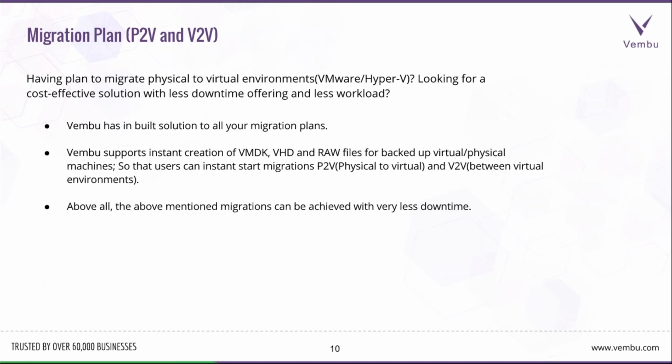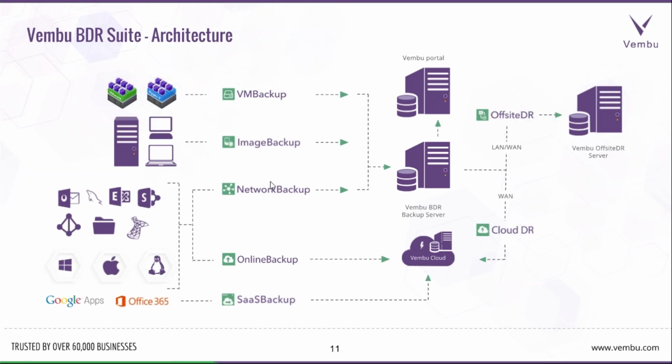And when we speak about migration between physical to virtual, virtual to physical, or between hybrid virtual environments like VMware to Hyper-V or vice versa, with Vembu VDR you can achieve it instantly, where the backed up machine or the backed up VM will have an instant creation of a VMDK, VHD, raw file format on the Vembu VDR server. So depending upon the environment, you can directly choose a file and perform immediate migration between V2V or V2P, and all this can be achieved with very less downtime.